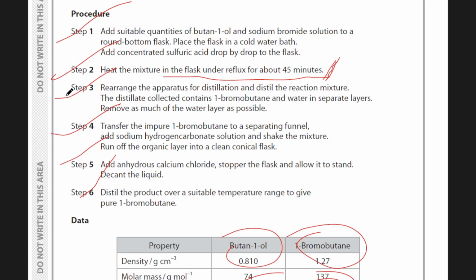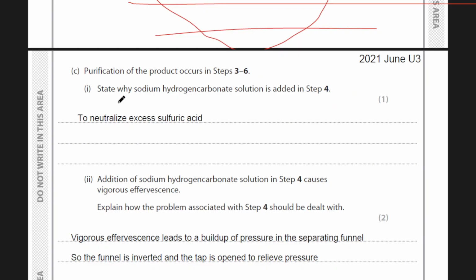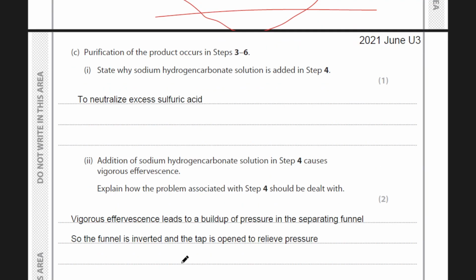The purification of the product occurs in steps 2 to 6, basically from this part to this part. So the question here is: state why the sodium hydrogen carbonate solution is added in step 4. Well, basically to neutralize the excess sulfuric acid, because if any sulfuric acid is present, it is very much necessary to neutralize it using sodium hydrogen carbonate.